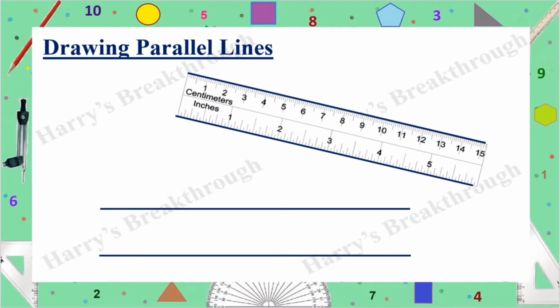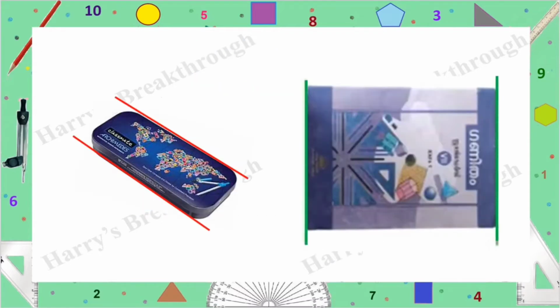Can we use any other things for drawing parallel lines that have parallel sides? We can use our instrument box and we can use our book. So the opposite sides of these things are parallel. So we can use these things also.